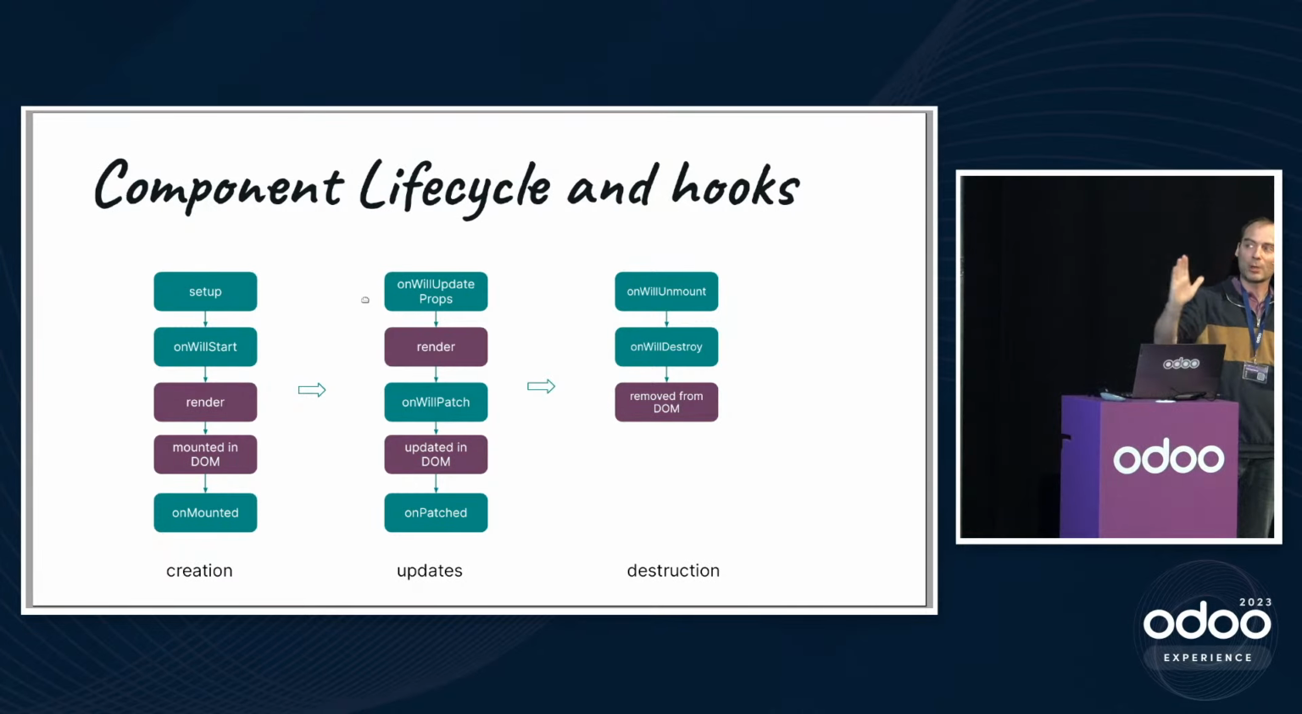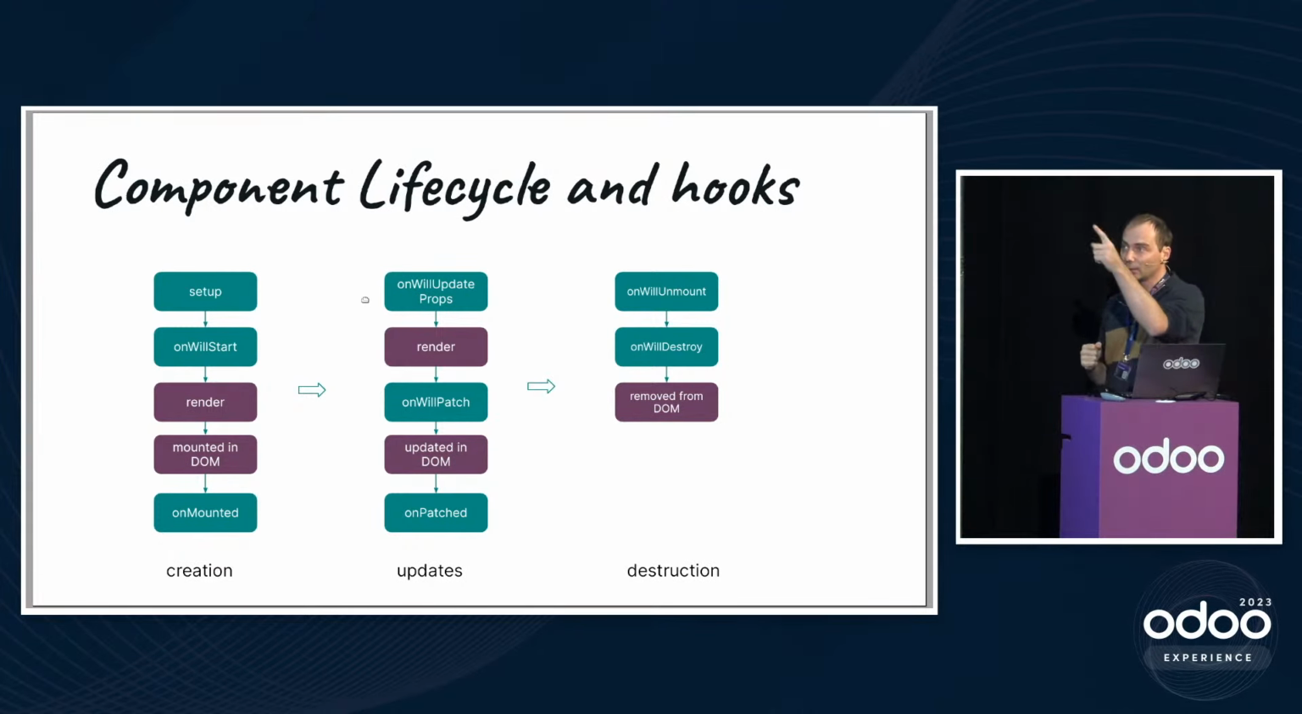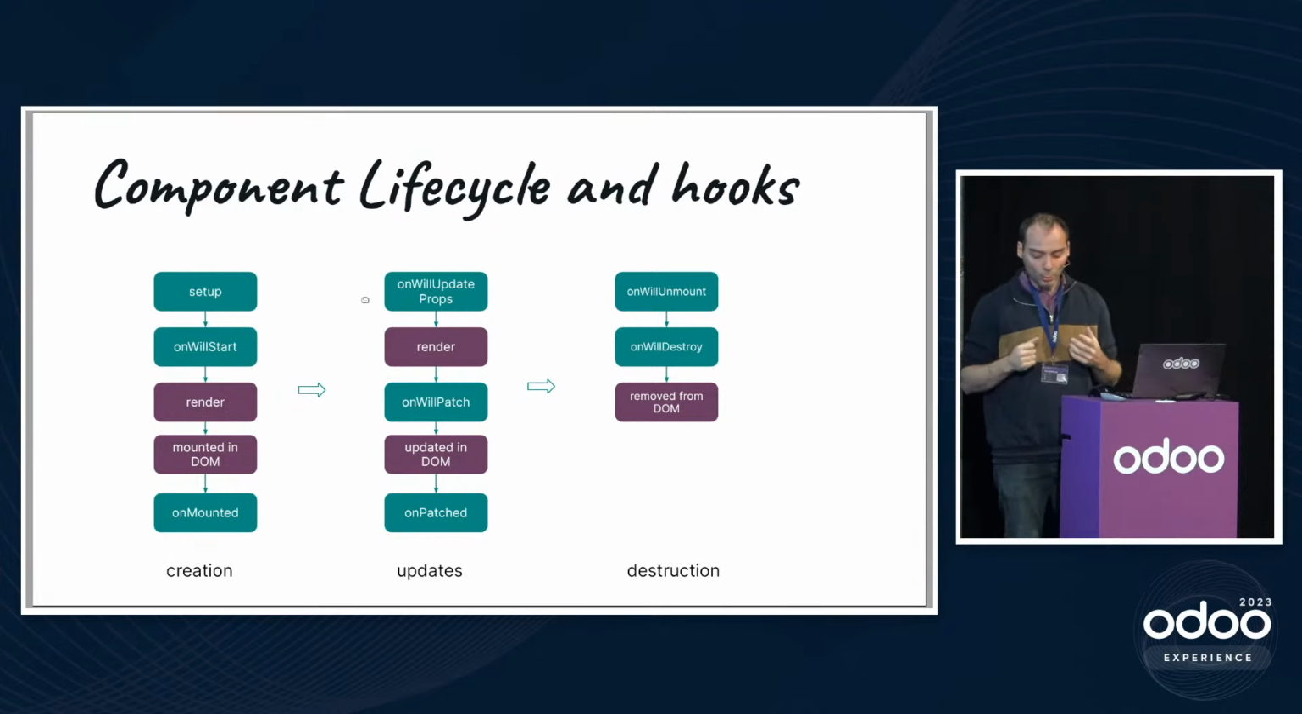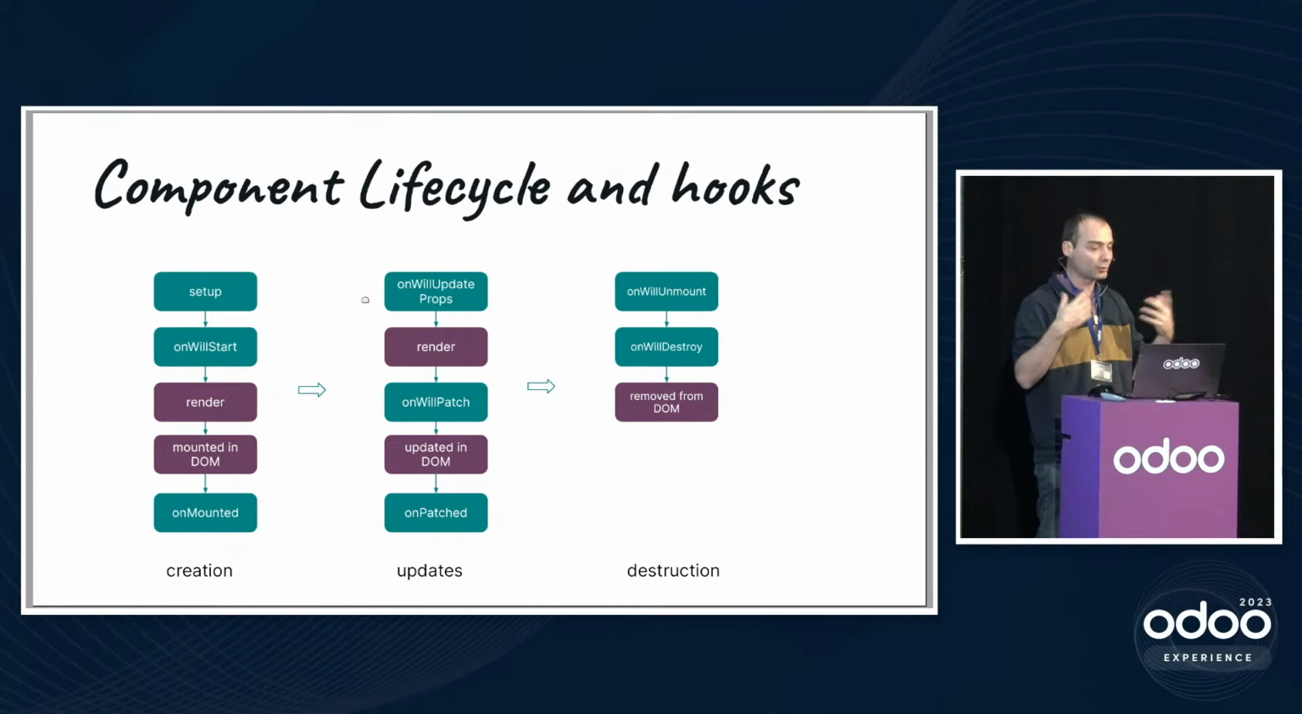So first you have the creation process. The first column corresponds to what OWL is doing to your component before it's shown to the user interface. So first it's setup, that is constructor. Then there is onWillStart. I don't want to explain much about that because I don't have that much time. Then you have render and mounted in DOM. Those are not hooks, those are actions. The render purple square means that OWL will render only the template, and then it will mount later, not at the same moment.